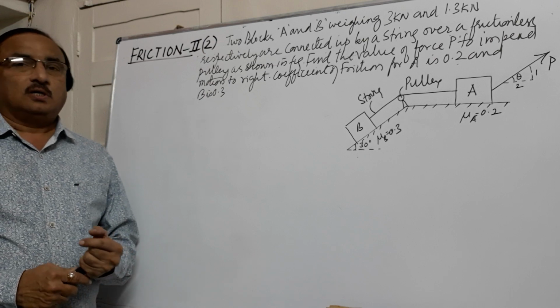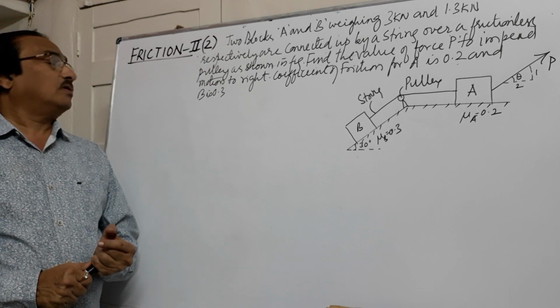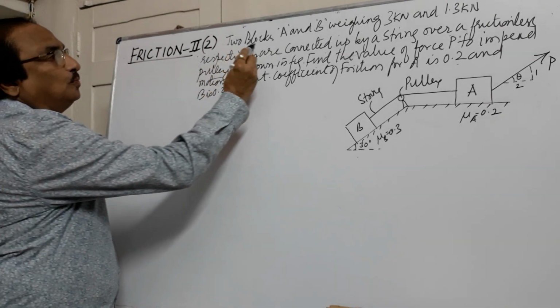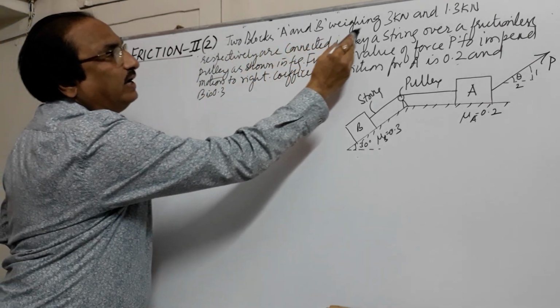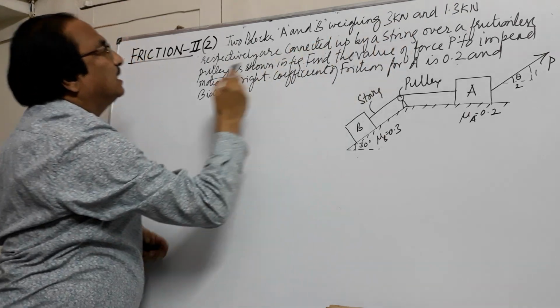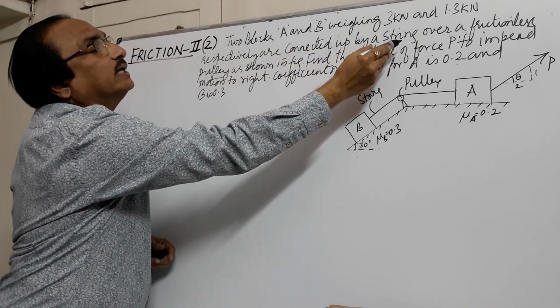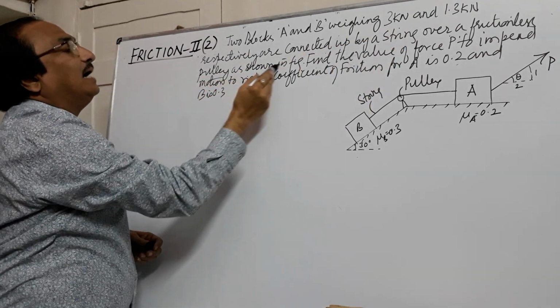This video shows the solution of a problem for the friction chapter. Now here there is a problem. Two blocks A and B, weighing 3 kilonewton and 1.3 kilonewton respectively, are connected by a string over a frictionless pulley as shown in the figure.